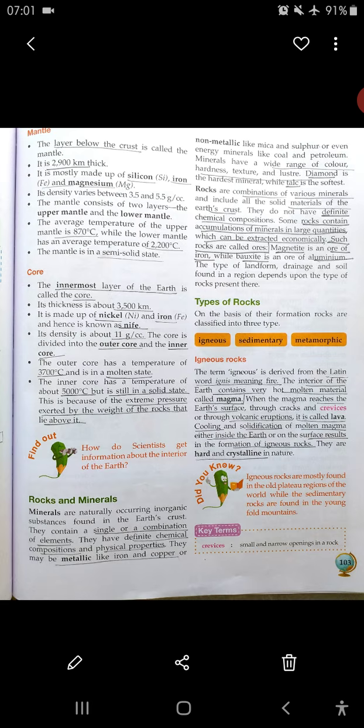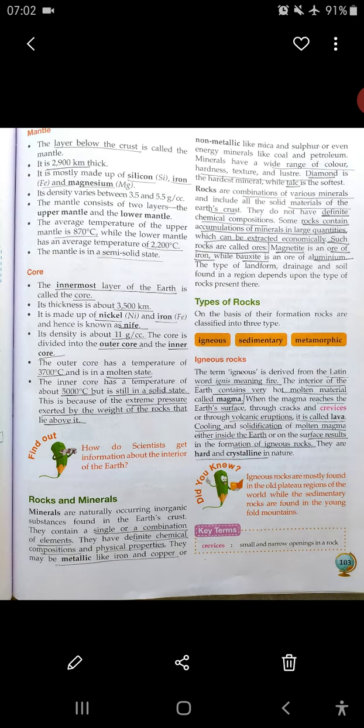Okay, now we will move to the next part, that is rocks and minerals. Minerals are naturally occurring inorganic substances found in the earth's crust. Okay, and they contain a single element or a combination of elements. They have a definite chemical composition.